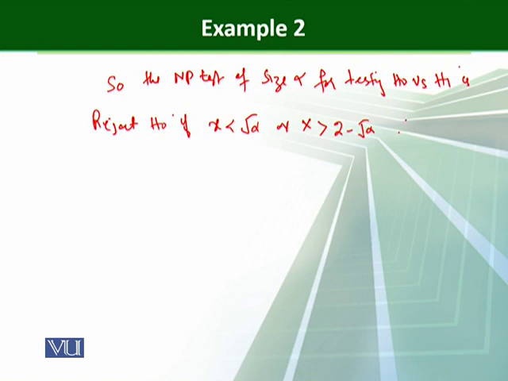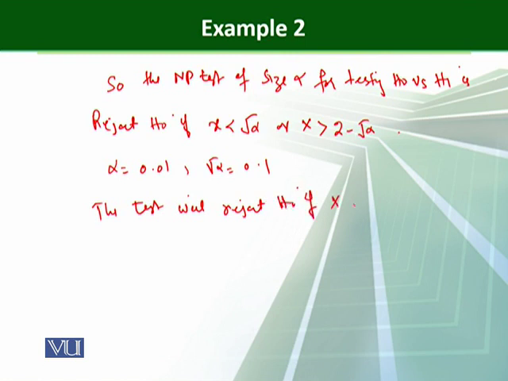Now we take a practical example so that you can see its practical use. Suppose that alpha is 0.01, and the square root of alpha will be 0.1. So the test will reject H0 if x is less than 0.1 or x is greater than 1.9.